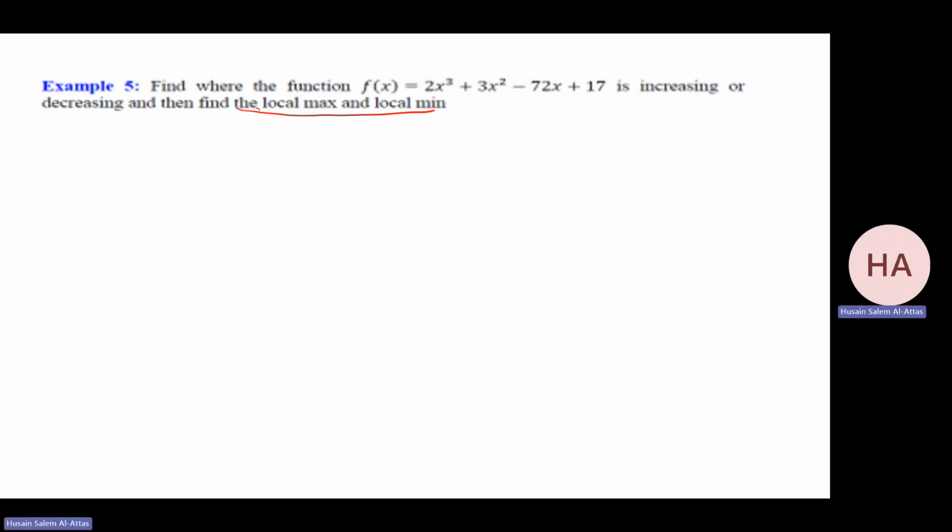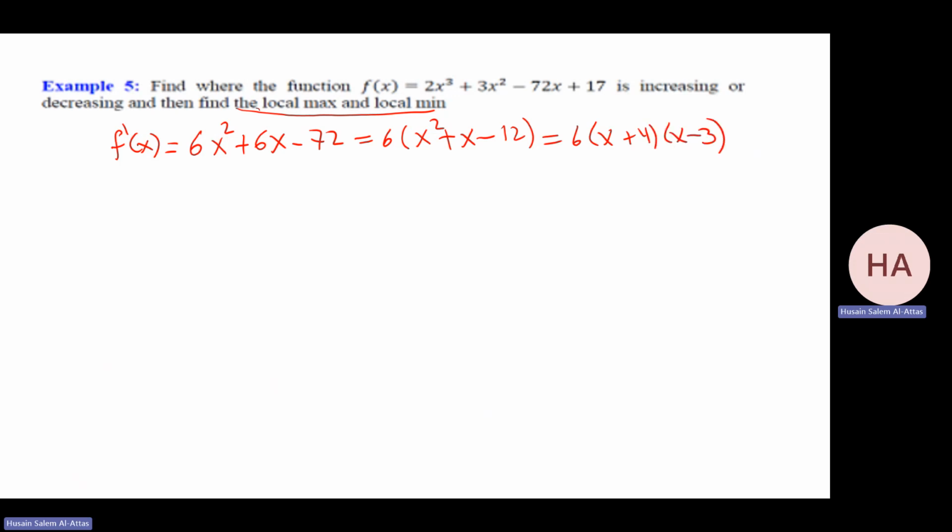Now let me continue. I have f prime is what? 6x squared plus 6x minus 72, which is, I can take 6 common factor. That gives me x squared plus x minus 12. That gives me 6 times x plus 4 times x minus 3. Minus 12, 4x minus 3x is x. Okay.